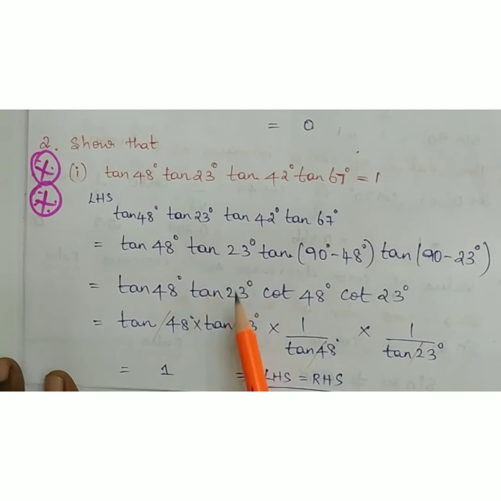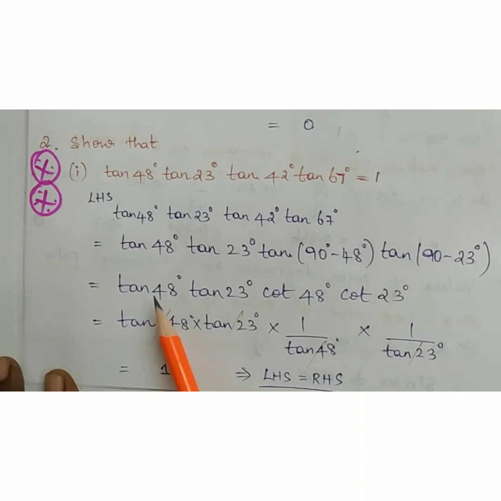Tan 48, tan 23. Tan of 90 minus theta is cot theta. So cot 48. Again, tan of 90 minus 23 is cot 23. Then in the next step, tan 48, tan 23. Cot theta is the reciprocal of tan theta, so cot theta is equal to 1 by tan theta. So cot 48 equals 1 by tan 48, and cot 23 equals 1 by tan 23. So tan 48 and tan 23 get cancelled and your answer is 1. That is what you have to prove.